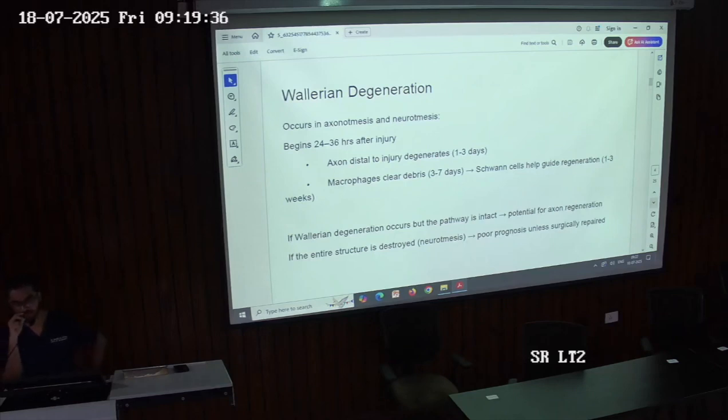And there are nerve conduction studies, electromyographies, which are generally done after, as you can see, the Schwann cells help the guidance regeneration after 1 to 3 weeks, right? So that is the time after which we do nerve conduction studies and electromyographies, so as to get a better idea regarding the nerve status. So the idea and the phenomenon of Wallerian degeneration is very much useful in application of techniques like nerve conduction studies and electromyographies.